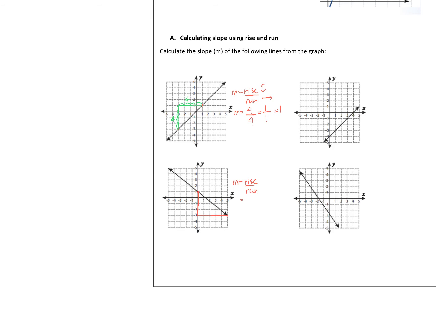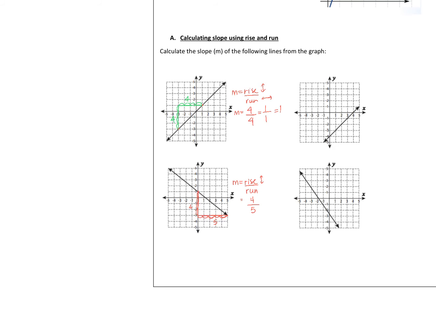Okay, how big are these line segments? 1, 2, 3, 4, and 1, 2, 3, 4, 5. So my rise, which is my up and down, is 4, and my run is 1, 2, 3, 4, 5. Okay, now here's the problem though, actually, because this line is falling as I go left to right, and my rise wasn't actually 4 because I went down 4, it was a fall of 4.